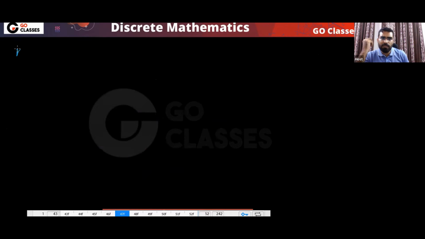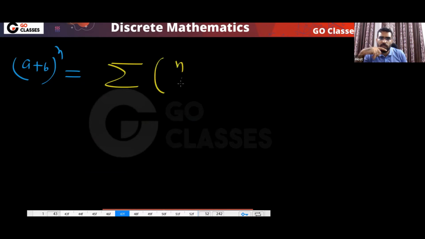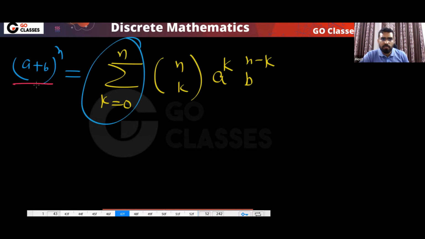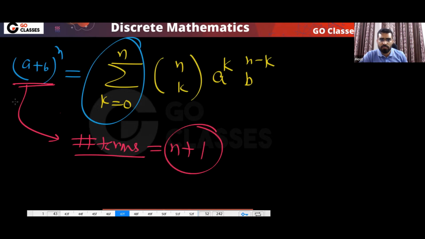Similarly, this (a plus b) power n will have how many terms in total? The formula is like this: nCk, with k a's, then the number of b's will be n minus k, and this k is going from 0 to n. Because k is going from 0 to n, the number of terms will be n plus 1. So these many terms you will have.